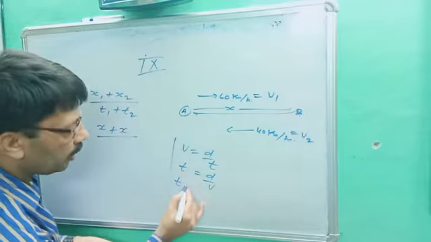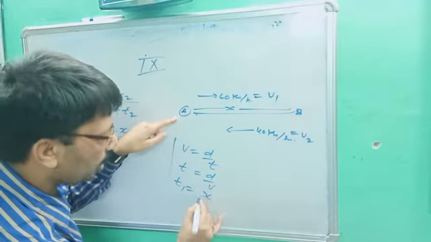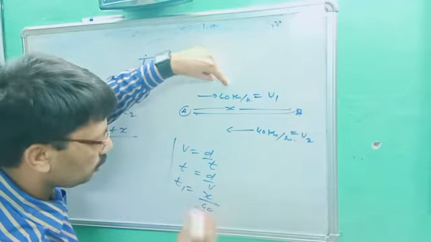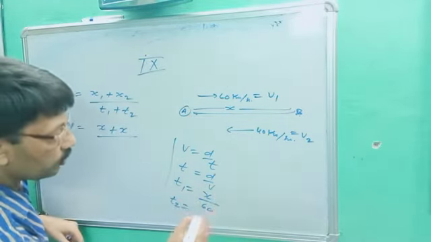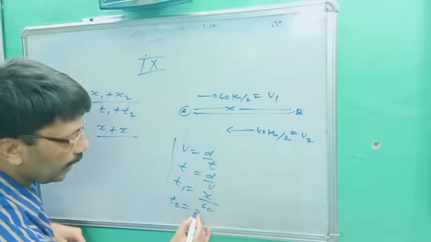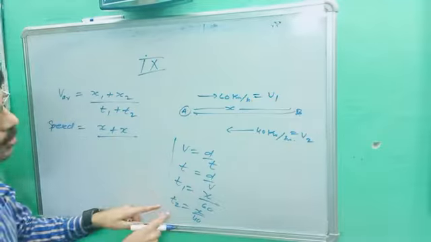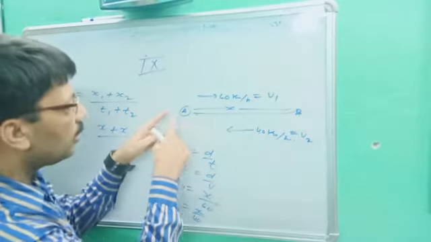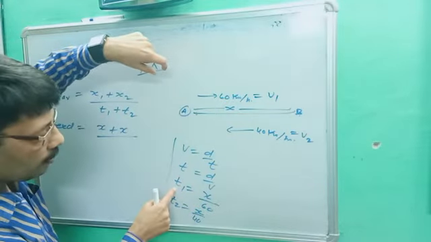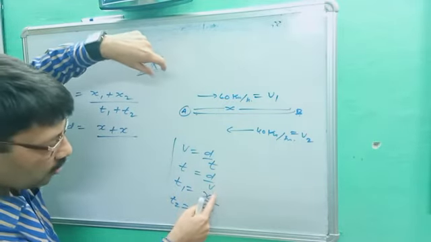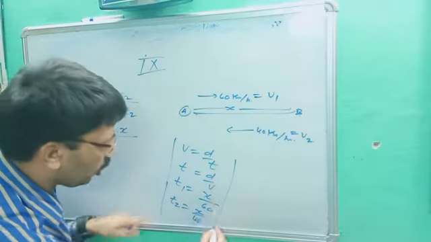So what is time T1? T1 is equal to distance. How much distance from A to B? That distance is x, upon velocity 60. This is the time T1. And for the second, T2, he is coming back. So again x distance upon velocity 40. So T1, T2 is better defined. A to B distance is x and velocity is 60. So time is equal to distance upon velocity, x upon 60, and T2 is equal to x upon 40. This is the deduction of T1 and T2.